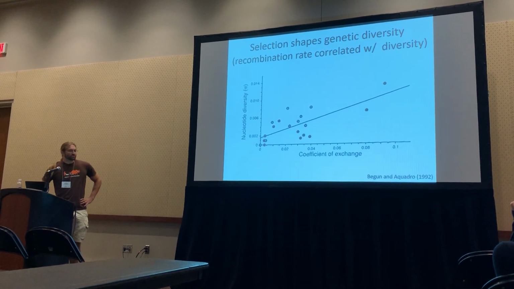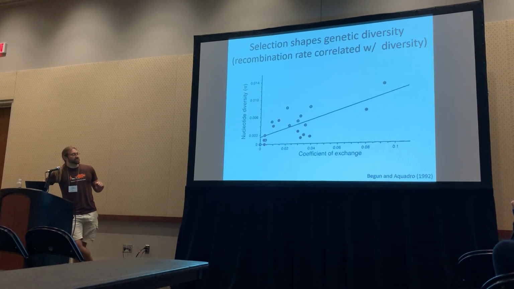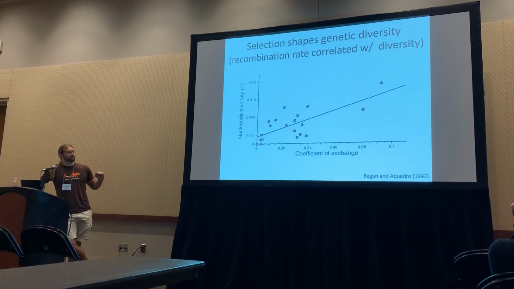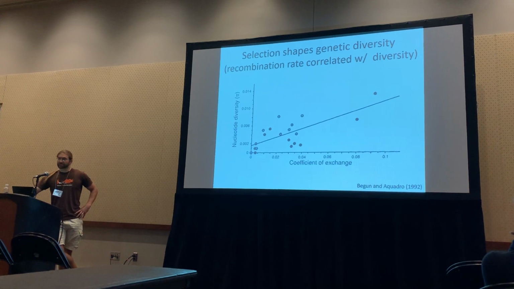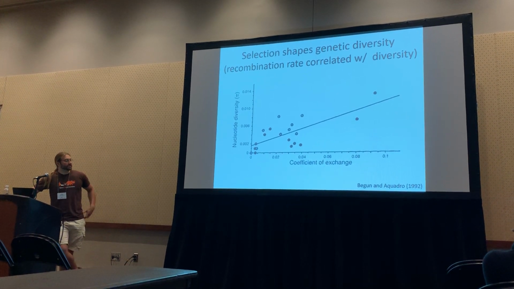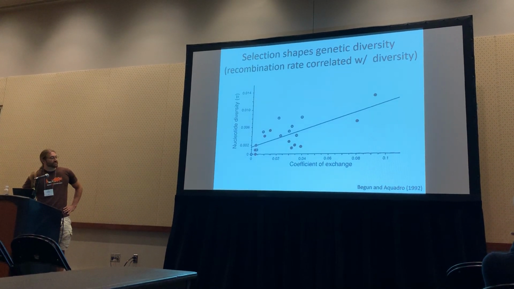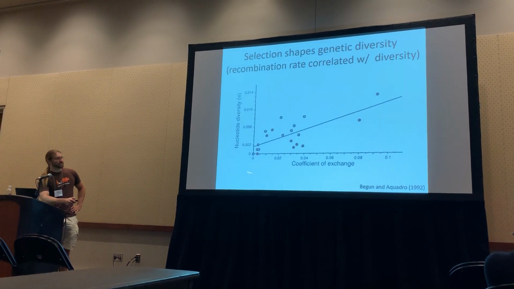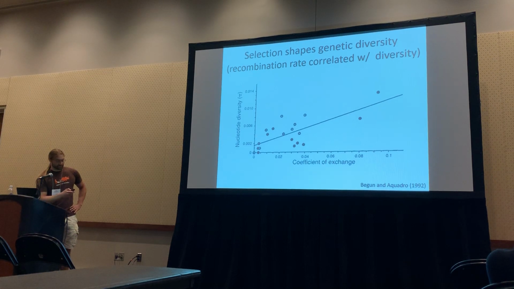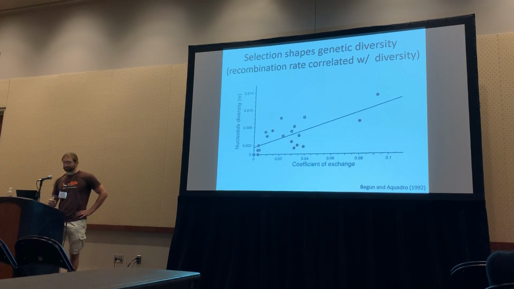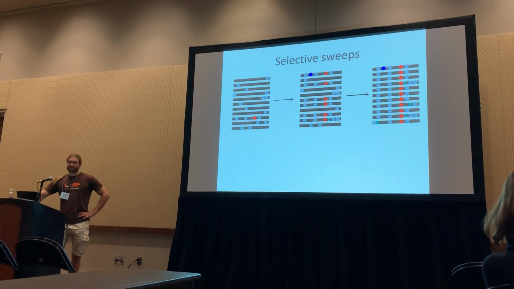And I think the most convincing piece of evidence for this is the correlation of recombination rates with levels of diversity. This was first shown by Dave Begun and Chip Aquadro in the early 90s. Here we're just looking at the recombination rate, or coefficient of exchange, and nucleotide diversity, or pi. Selection can cause this in a few ways.